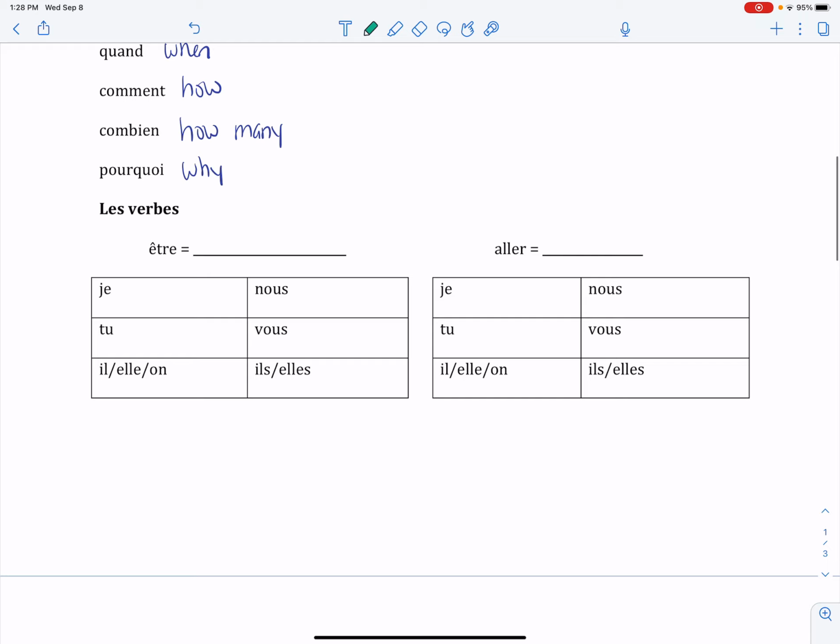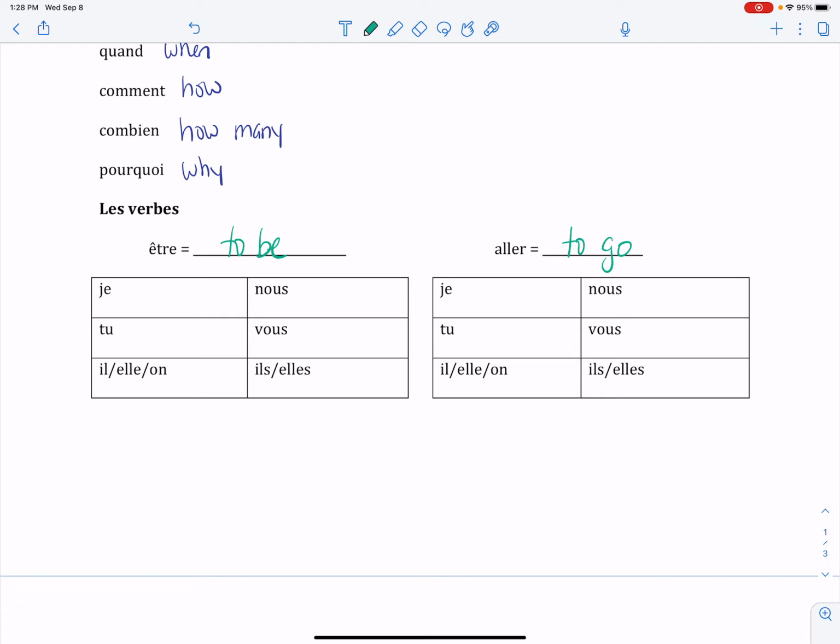The material that we are working on for today is the verbs. So in this review section, there are two verbs that you worked on last year. The verbs are être, the verb to be, and aller, the verb to go. So our conjugations, let me take a step back.